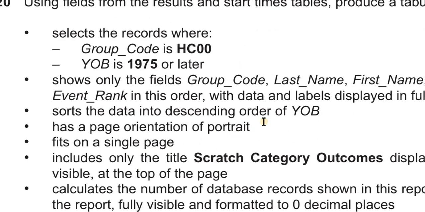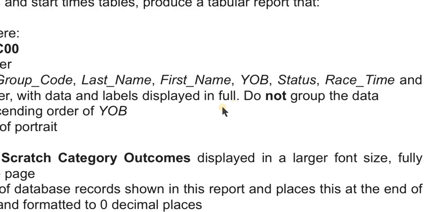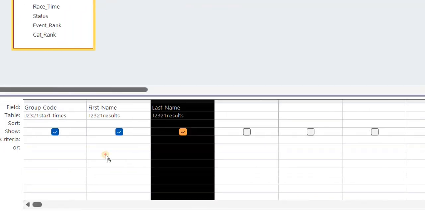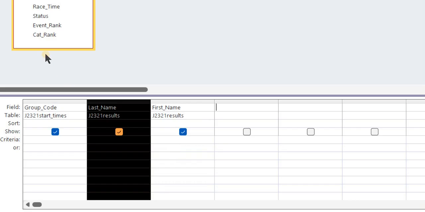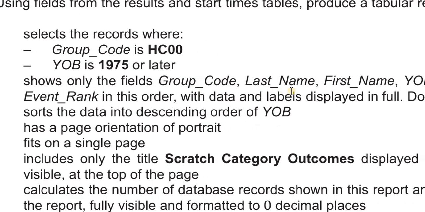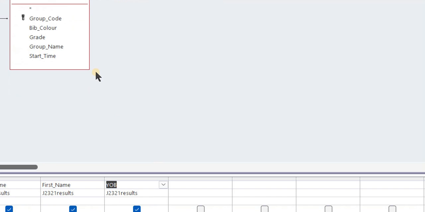Here we have, it was last name before first name. YOB, status and race time. So if you have such a situation, you can easily come here, pick it and drag it the other way. Back here, YOB, status, can you confirm that? YOB, status, race time. I'm here on YOB.